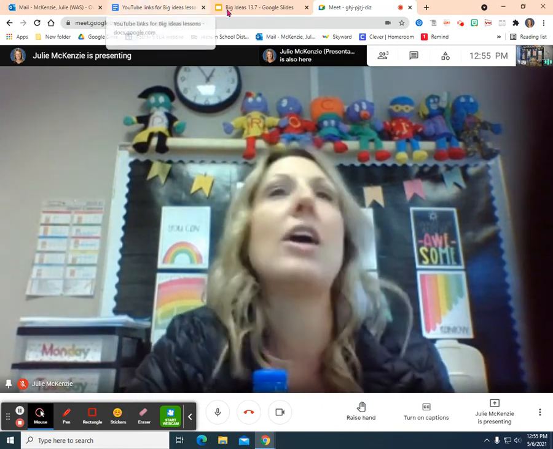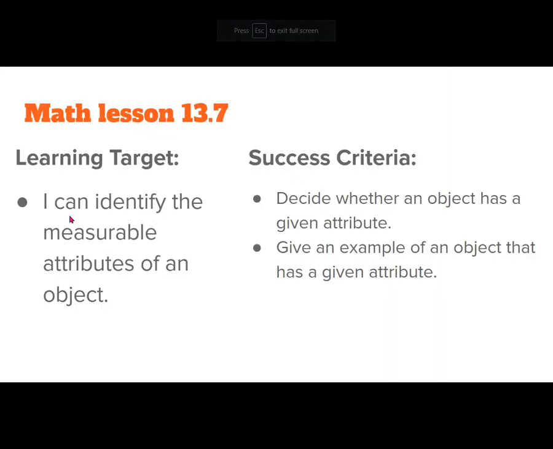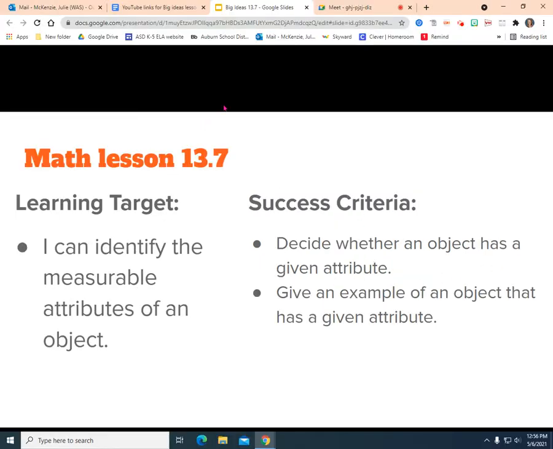Let's take a look at our learning target and our success criteria. Remember, the learning target is what we're trying to learn. Here's the target. I can identify the measurable attributes of an object. We will know that you're successful at that if you can decide whether an object has a given attribute, and if you can give an example of an object that has a given attribute.